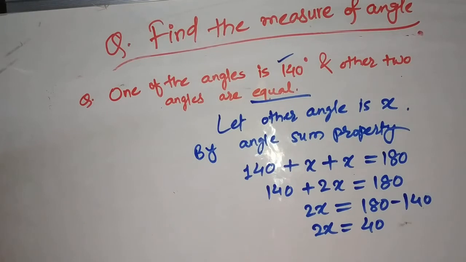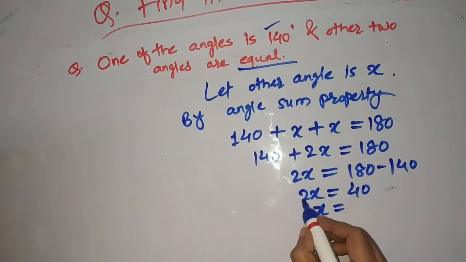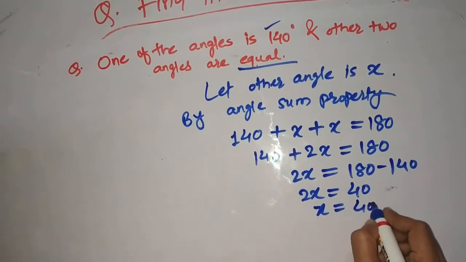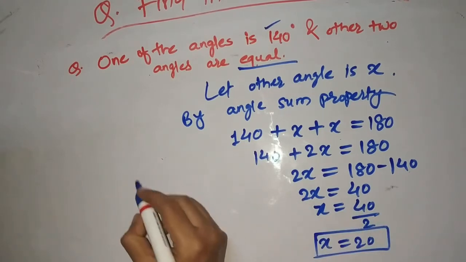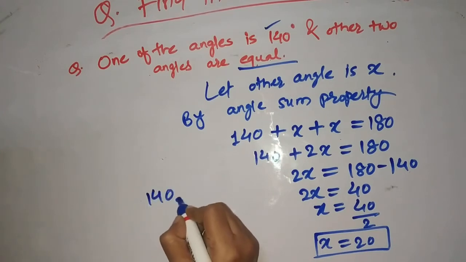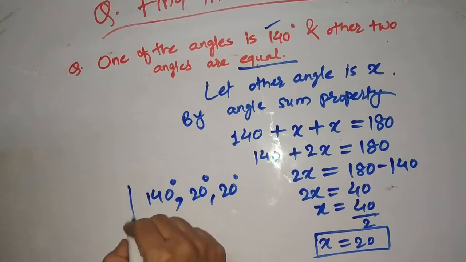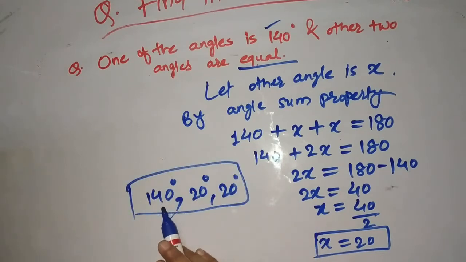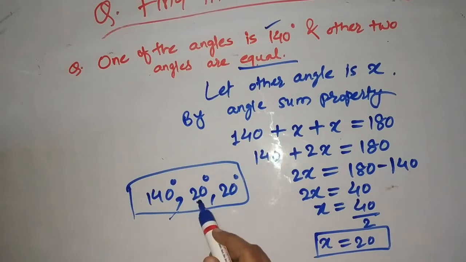So 2x, just simply send this 2 here to the denominator. Here it is in multiplication, it will go in division there. So friends, you will get 20 degree. So the remaining two angles are 20, 20. It means the first angle is 140, another is 20, another is 20. So the three angles, one is already given 140, remaining two are 20, 20. If you add them all, you will get 180.